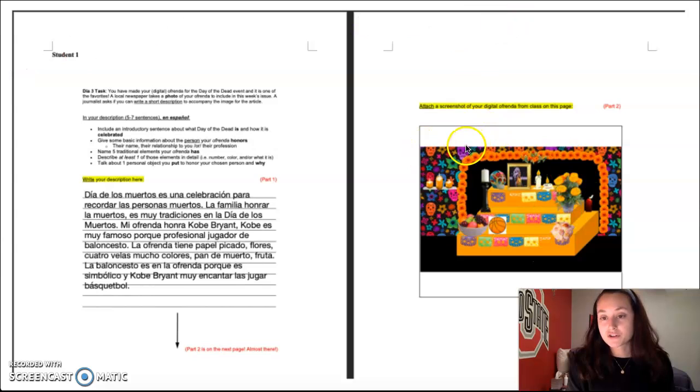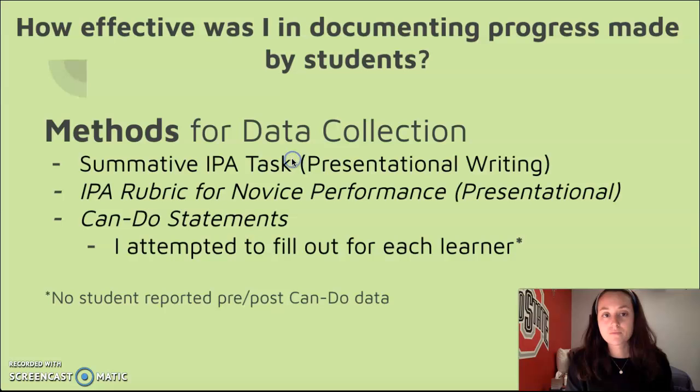Students had to create an original ofrenda, as well as write an accompanying description paragraph describing the ofrenda and giving some information about the Day of the Dead and the person their ofrenda honored. I scored this task using the IPA rubric for novice performance, specifically in the presentational mode.